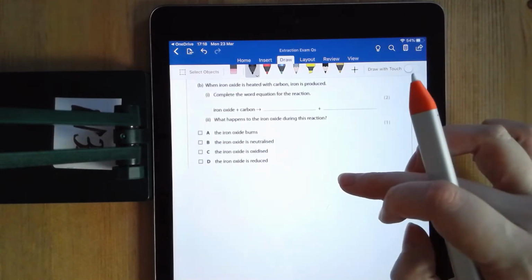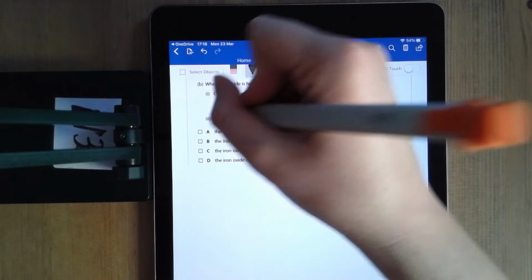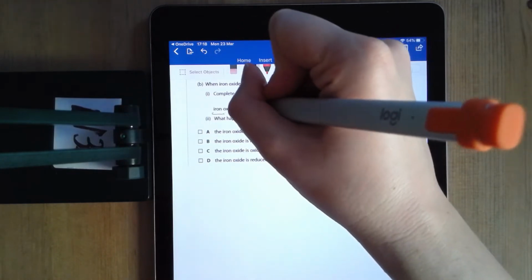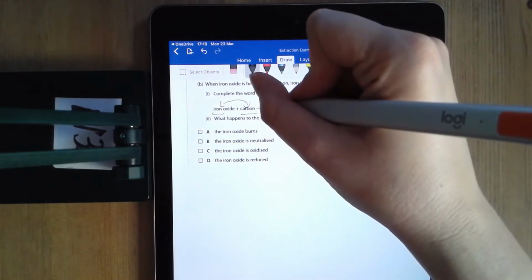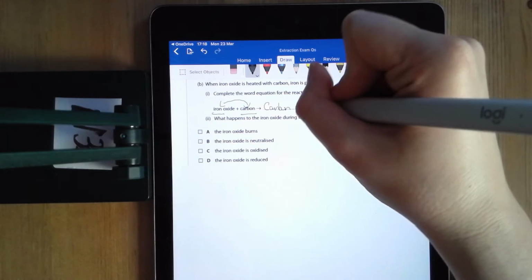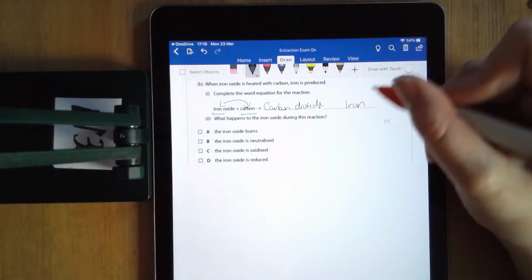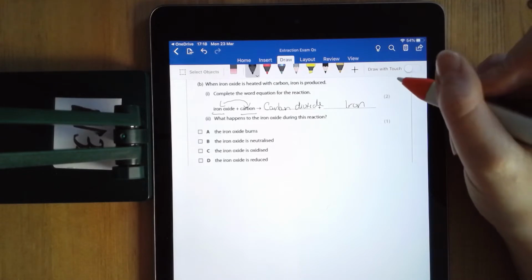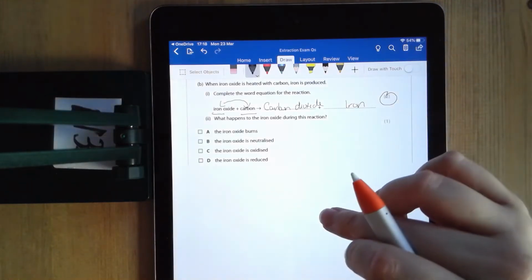The next one, we have seen this so many times. You have to complete the equation. You've got iron, you've got carbon. Carbon is more reactive than iron, so they are both going to swap places. And when they do, you are going to get carbon dioxide and iron by itself. If you wrote carbon oxide and iron, you will still get your 2 marks. So that's for 2 marks. Give yourself 2 marks if you got that.